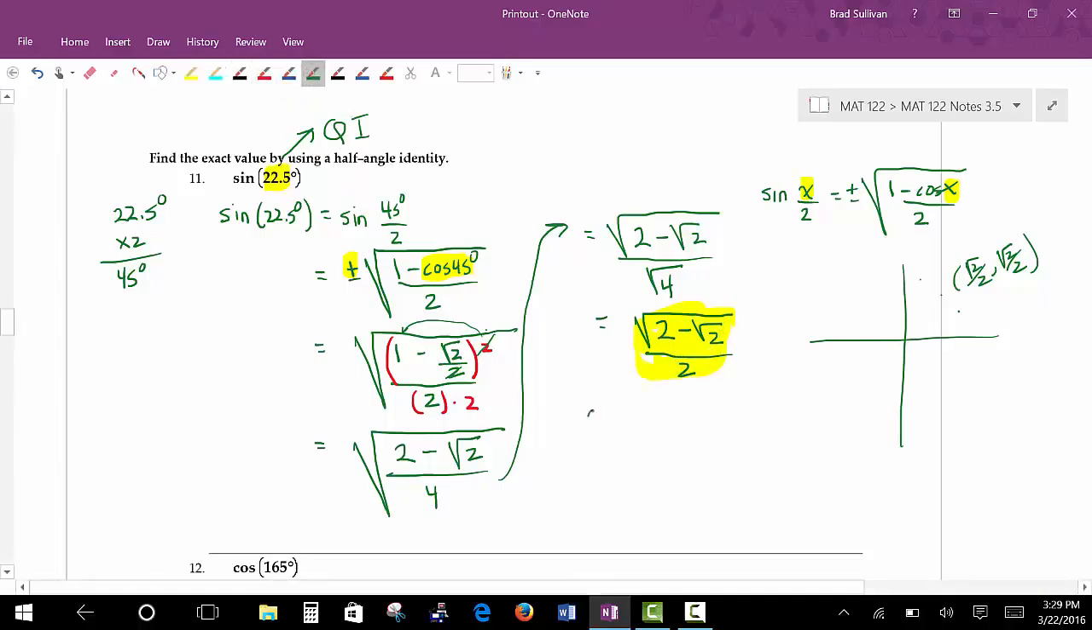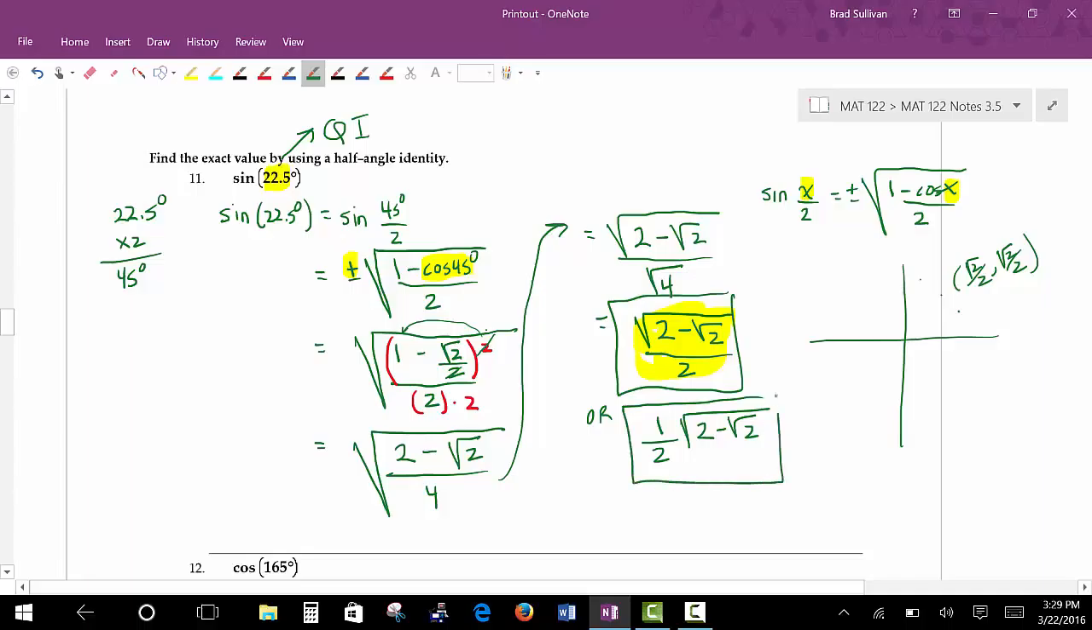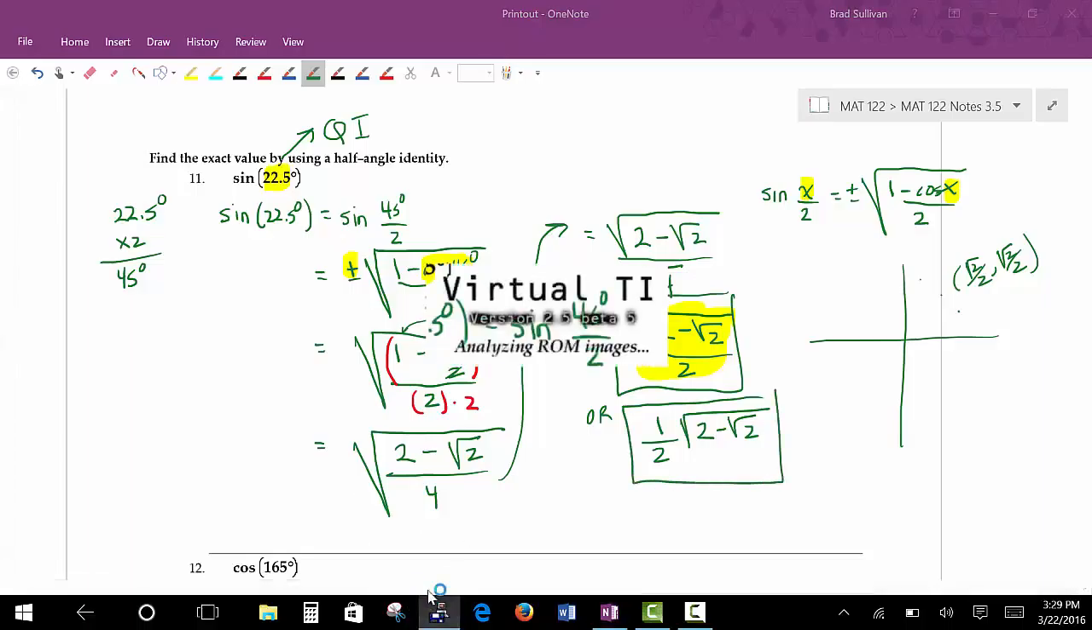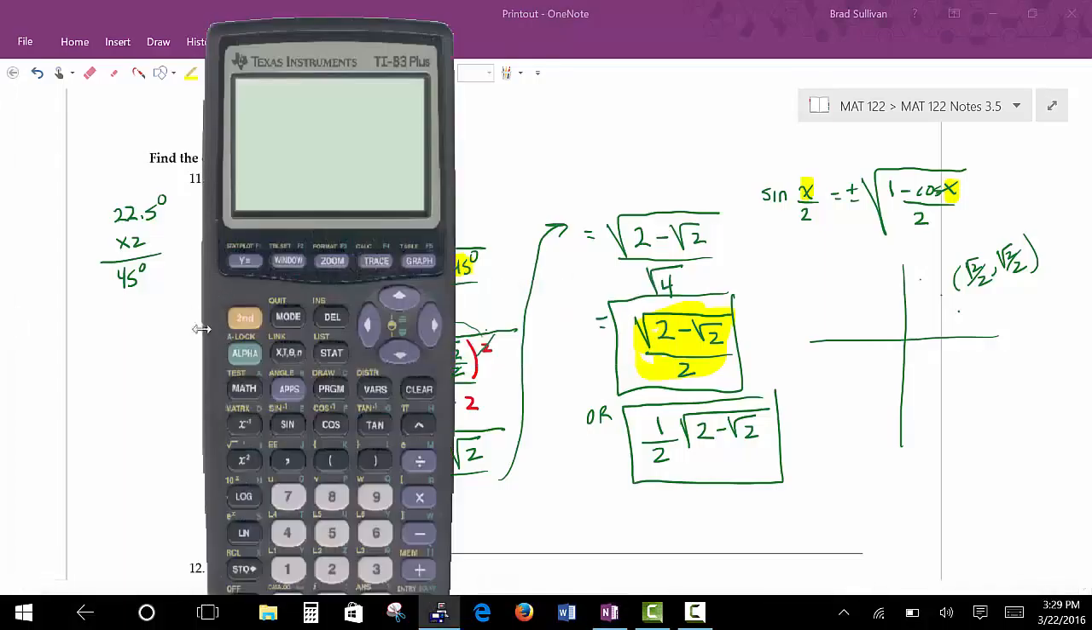You oftentimes see this written as 1/2 times the square root of 2 minus square root of 2. There's a few other ways that you'll see that. So you can write it that way. You can write it that way. Those are valid answers.